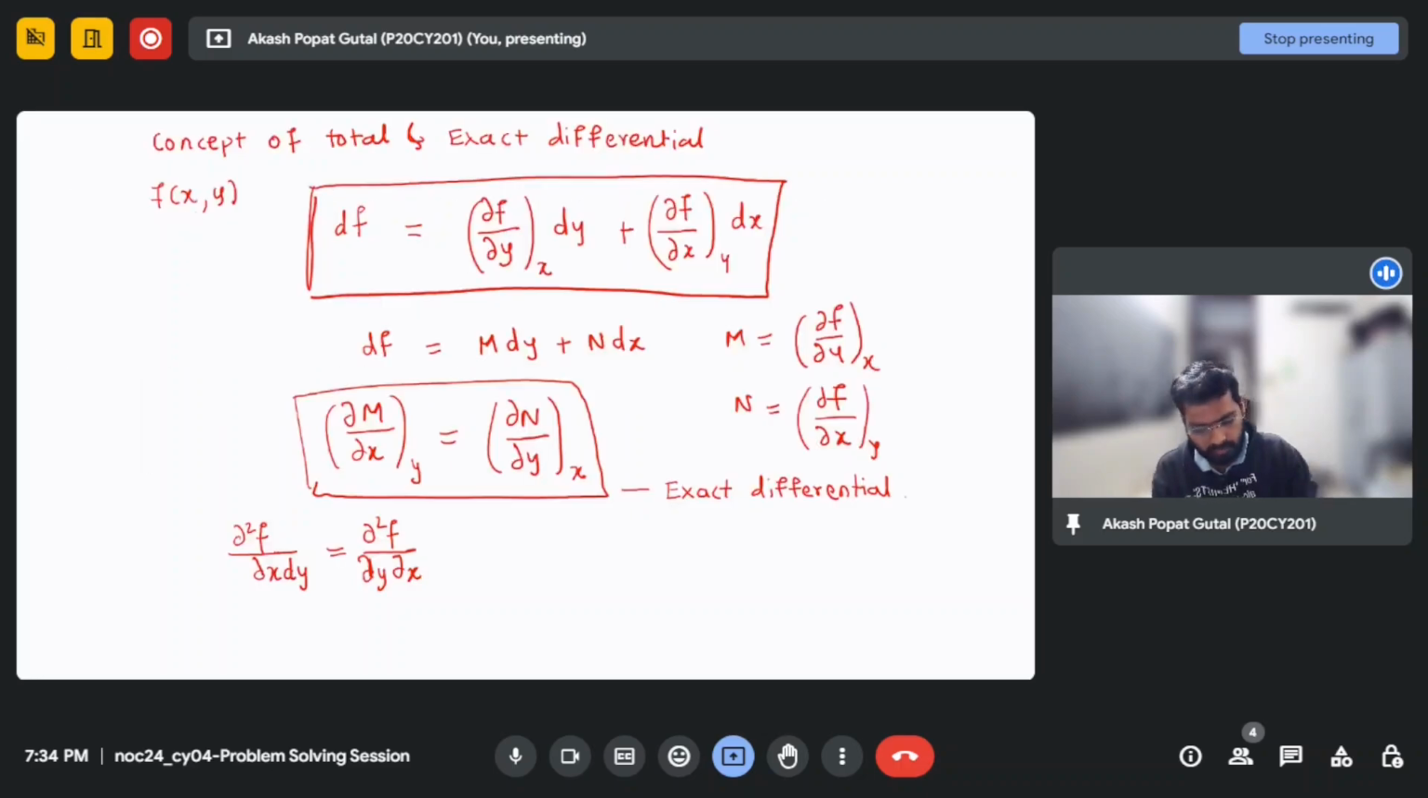What we know is that the state functions that we have are actually exact differentials, and whatever the path functions are, they are inexact differentials. So this is the mathematical definition for state functions and path functions.